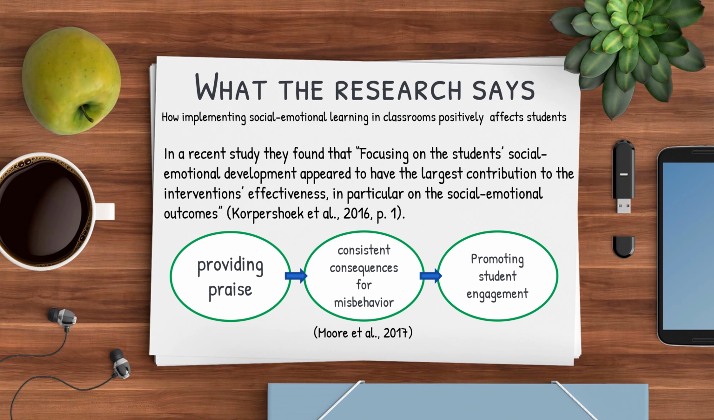So let's talk about what the research says. Let's focus on social emotional learning. How does implementing more social emotional learning in classrooms positively affect students? In a recent study, they found that focusing on the student's social emotional development appeared to have the largest contribution to the intervention's effectiveness, in particular on the social emotional outcomes.